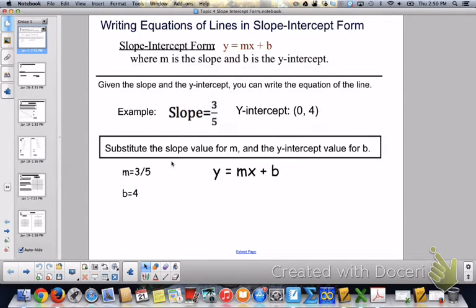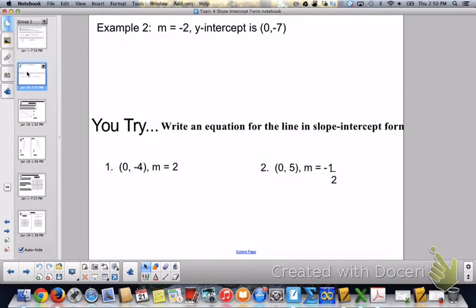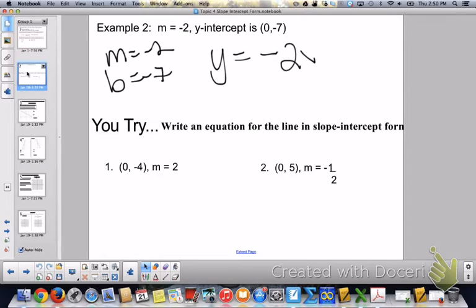Okay, so next slide. We have another example. Your slope is -2, your y-intercept is -7. So m is already given as -2, our b is -7, y equals -2x minus 7, or plus a -7, however you want to write it is fine. Okay, go ahead and pause the video, do the U-tries, and then pick up on the next slide.